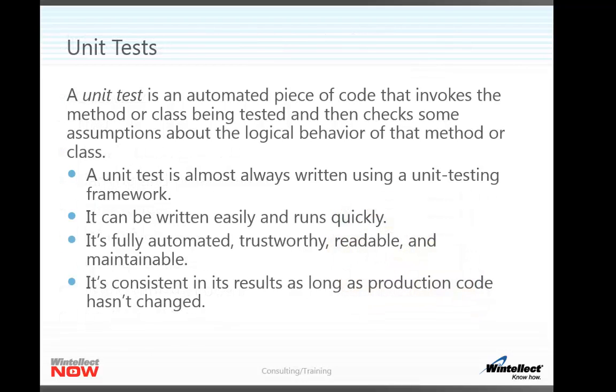A unit test is an automated piece of code that invokes the method or class being tested and then checks some assumptions about the logical behavior of that method or class. A unit test is almost always written using a unit testing framework. It can be written easily and runs quickly. It's fully automated, trustworthy, readable, and maintainable. It's consistent in its results as long as production code hasn't changed.